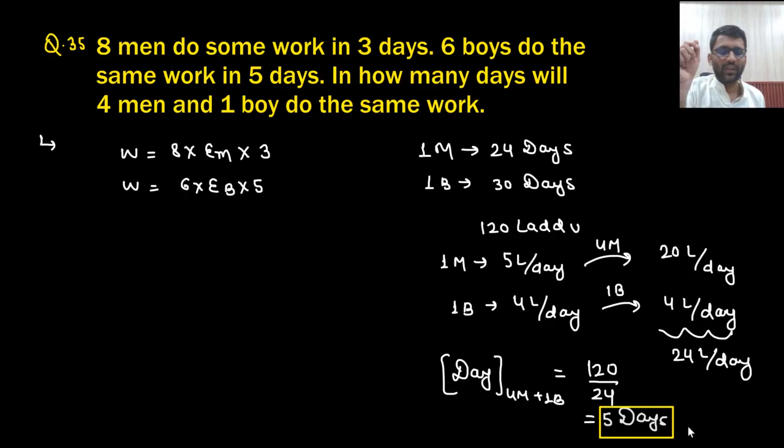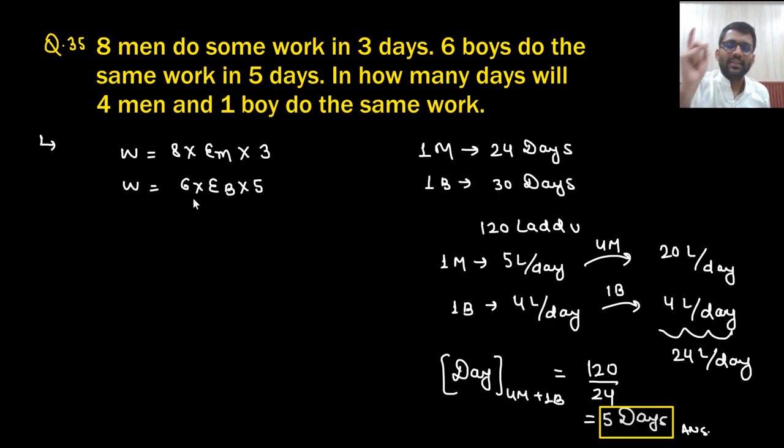5 days. So here I could get the efficiency of both of them separately. I could tell that a man can do the work in 24 days, a boy can do the work in 30 days. So 4 men are working, so they would take 6 days, one boy will take 30 days. So by any method I could have done it, right? And you could do it by this method as well.